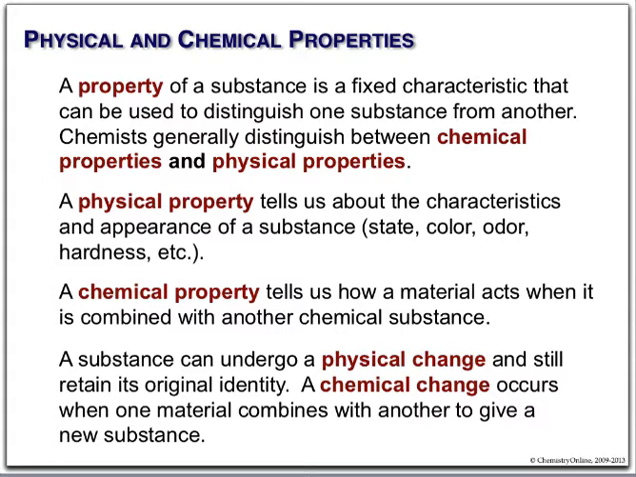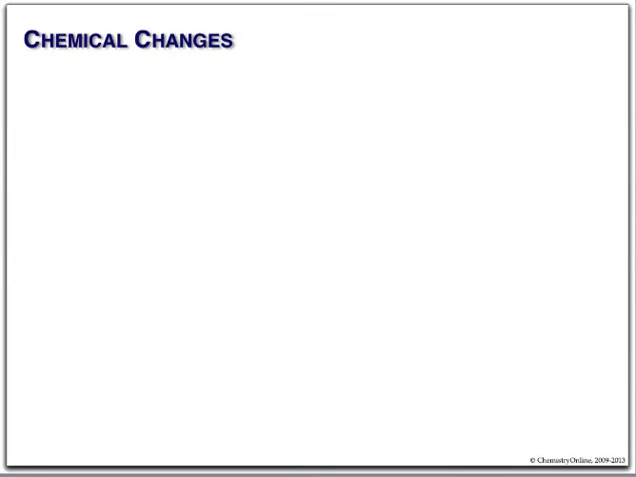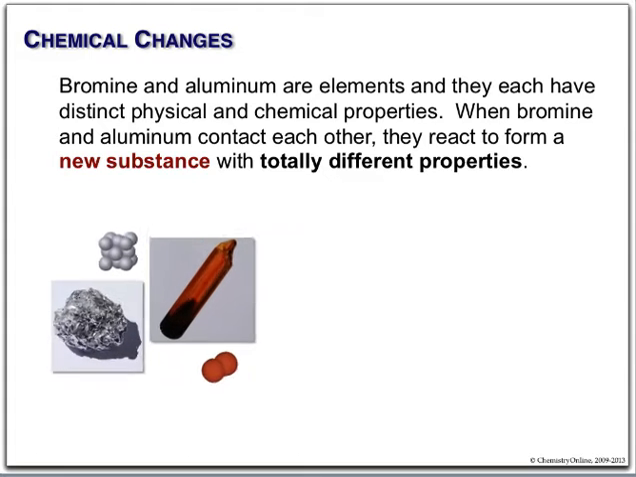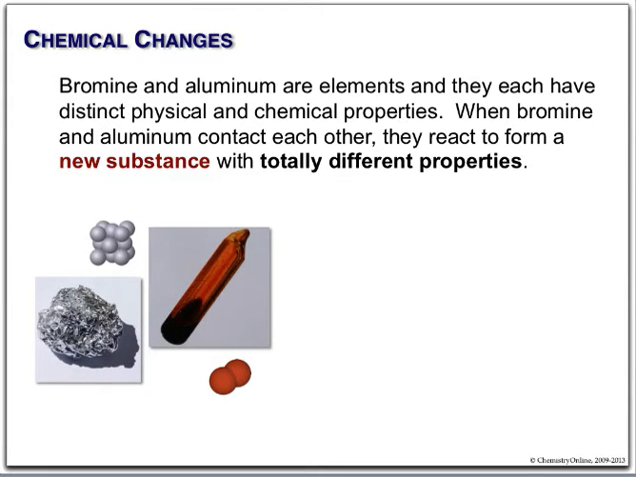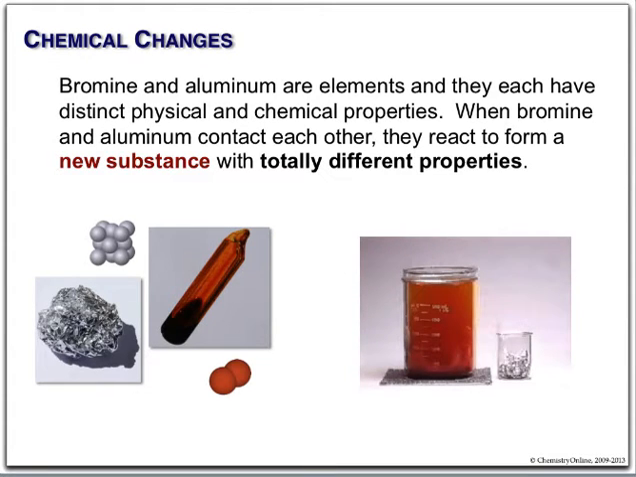A substance can undergo a physical change, but it's still the same substance. If it undergoes a chemical change, however, it's a totally different substance when you're done. An example here. Here we have aluminum and bromine. Aluminum and bromine can react. This is shown in this little video clip.